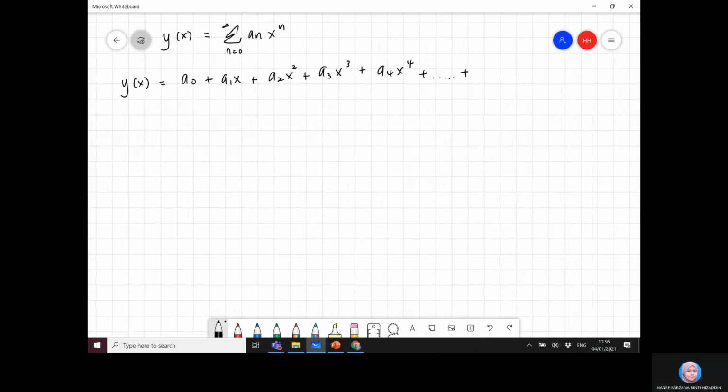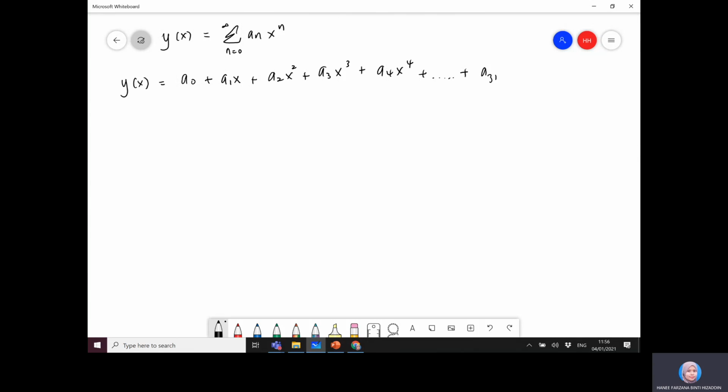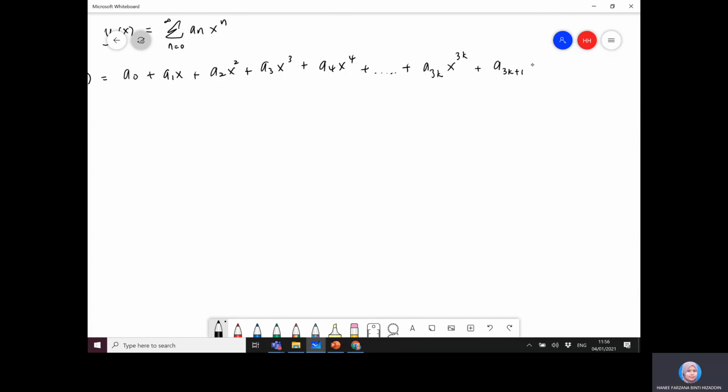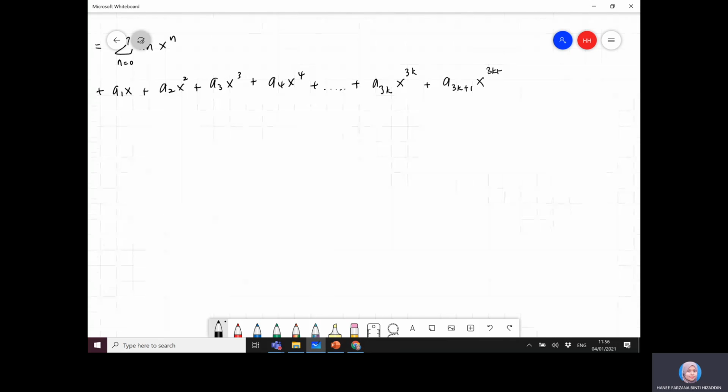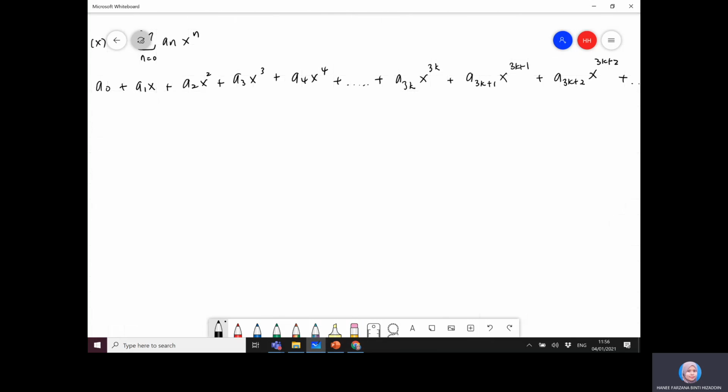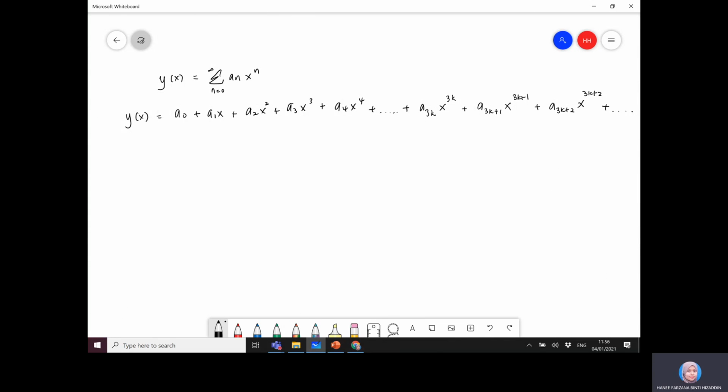until a sub 3k x^3k, plus a sub 3k plus 1 x^(3k plus 1), and a sub 3k plus 2 x^(3k plus 2), and so on until infinity. So you see the pattern. Now you can start plugging in whatever values that you know.